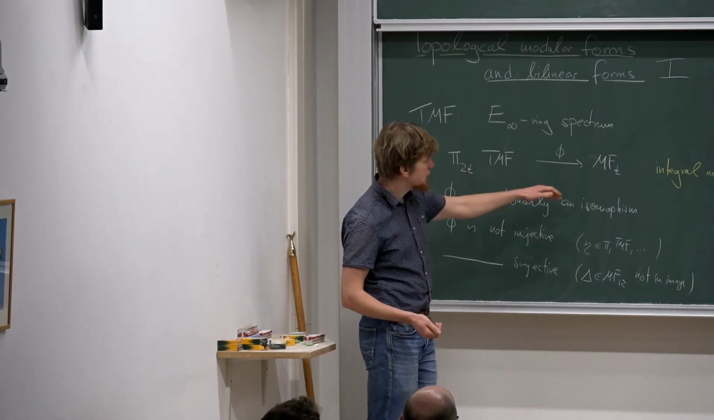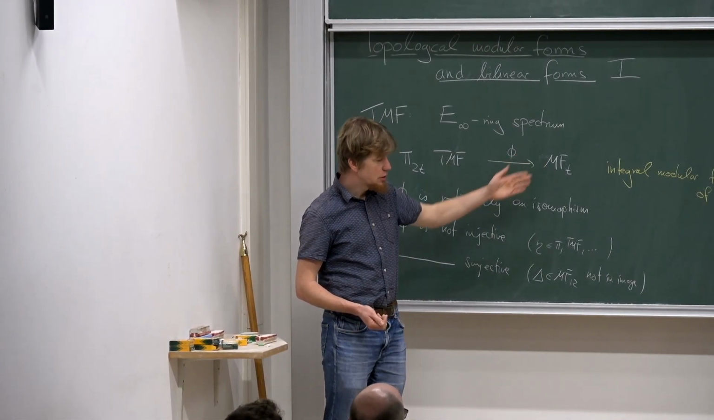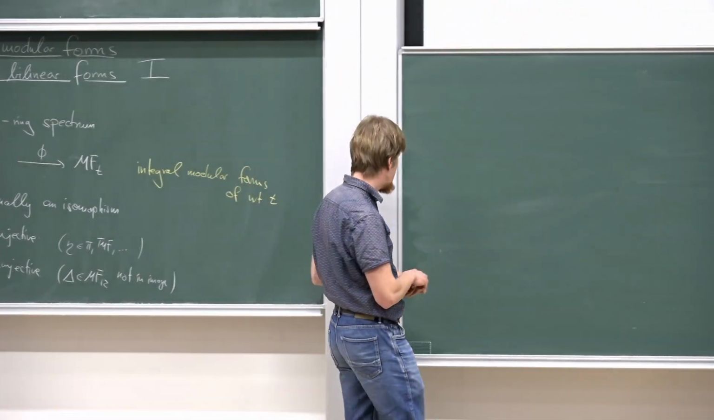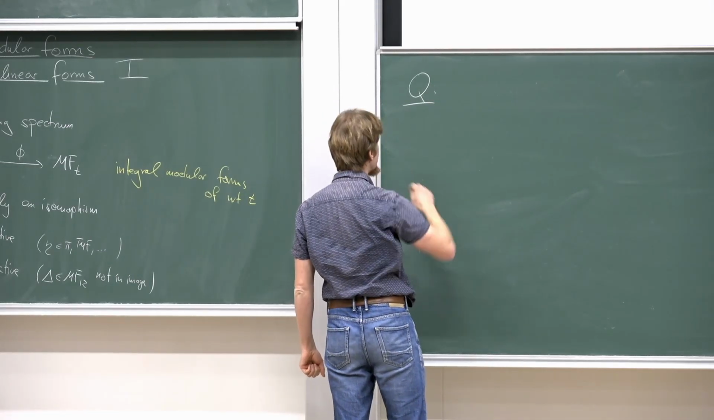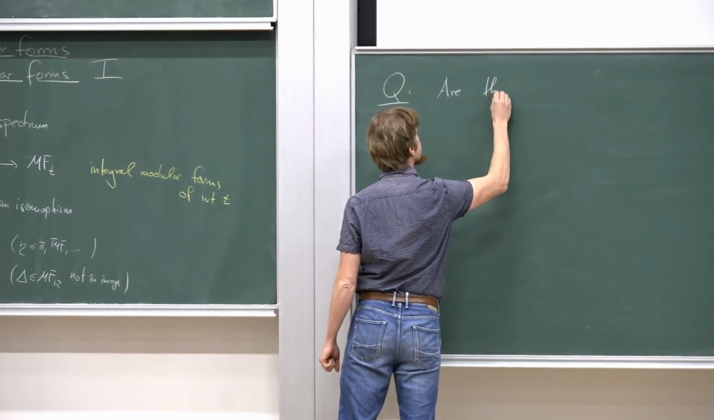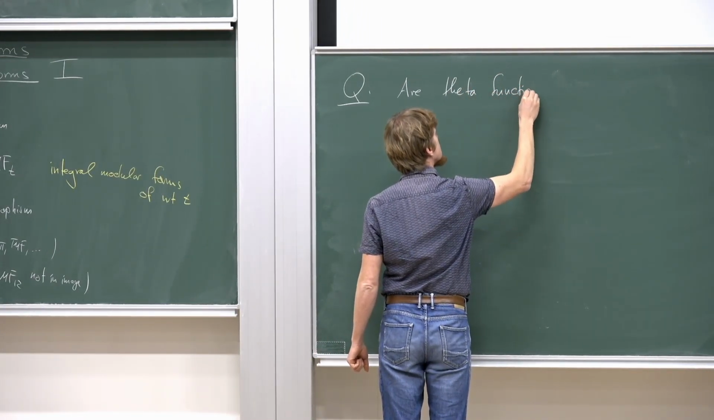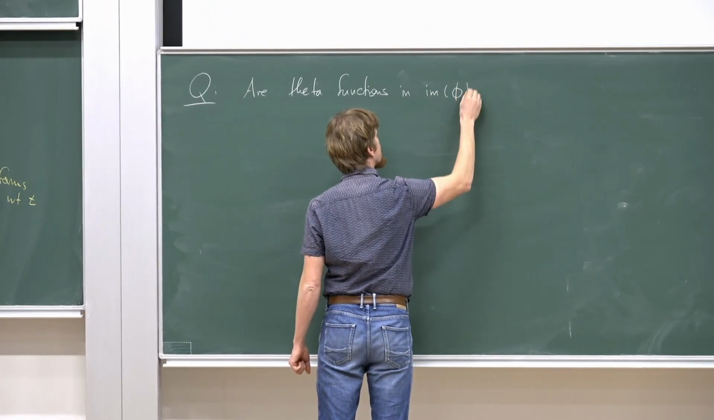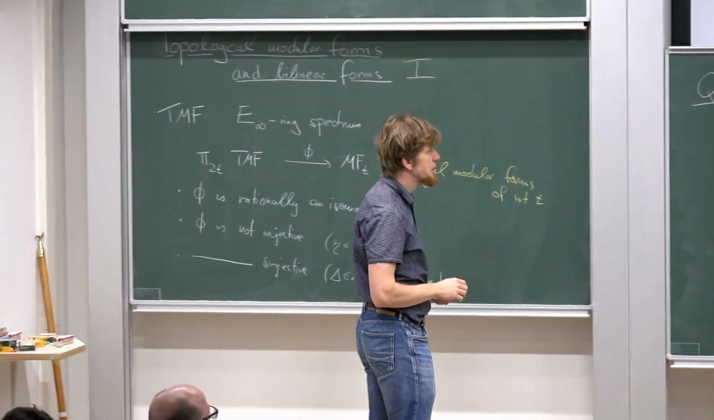Because when we say it's not surjective, we might ask, okay, what is the image? Is it actually known? And we might ask, if you have some naturally occurring modular forms, whether they're in the image. And let me phrase a question along these lines. Are theta functions in the image of phi? And again, I will say something more about what theta functions are in a few minutes.